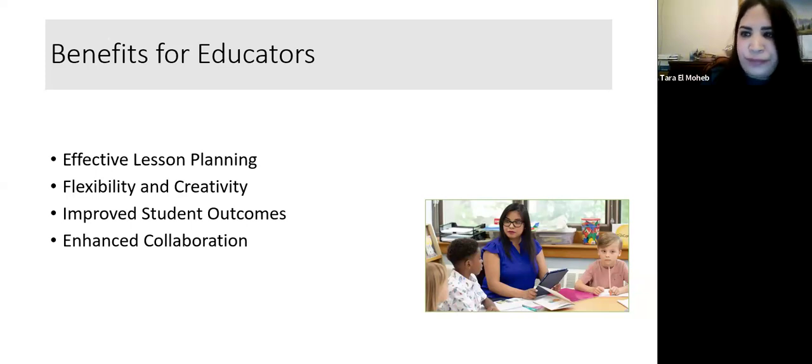Improve student outcomes. This one is very important, because as teachers, if we feel that the student is motivated in class, then he can get a very high mark. When he gets a very high mark, he can succeed, and not only that, he can gain high confidence in himself. He can also develop his cognitive skills. Enhanced collaboration means teachers should work together as a team, as colleagues, in order to know how to teach the students in different techniques or ways.